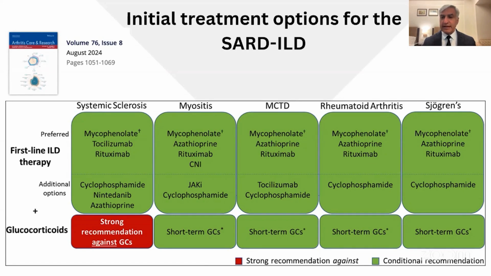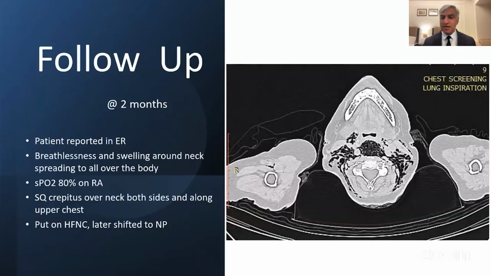You said TAC, I think Steve gave an answer that maybe a third drug, TAC, should have been given. But anyways, let's see what happened at follow up. Yes, Rahul, what happened to this patient? The patient followed up at 2 months. She reported to the emergency room with breathlessness and swelling around the neck, which was spreading all over her body. Her room air saturation was 80%. She had subcutaneous crepitus over the neck and along the upper chest.